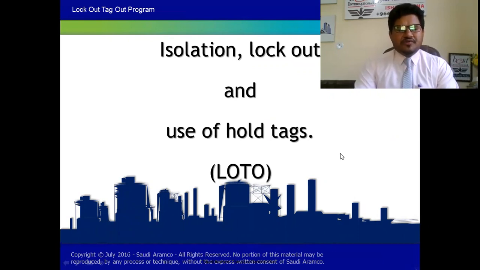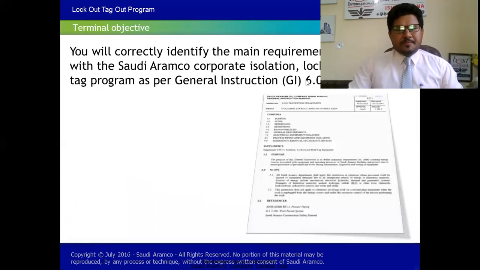It's the third book of the Saudi Aramco pre-qualification work permit receiver, and I hope you'll get some time to watch the first two videos related to hazard recognition and controls, and the second book about confined space entry. Now we are going to discuss the third book, or you can say the third procedure, of isolation, lockout, and use of hold tags. We call it LOTO as well.